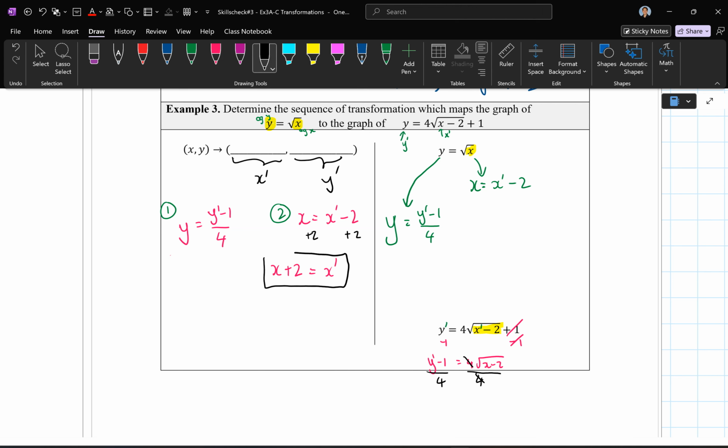That is my first one for X dash. Then you do the same for this one. Times 4 on both sides, because it's the opposite of divide 4. 4 divided by 4 cancels out.